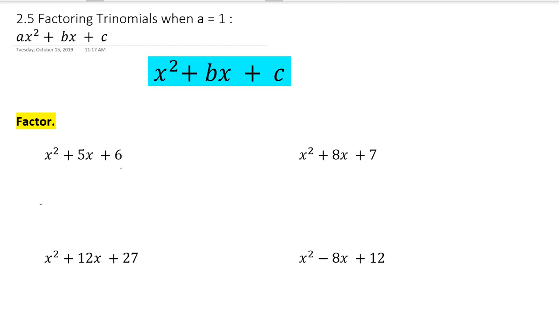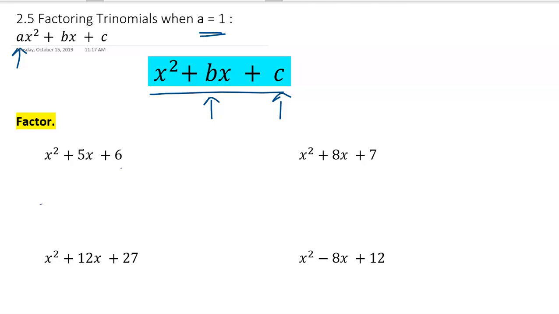Hi girls, in this lesson we're going to be talking about how to factor trinomials. Specifically, we're going to talk about them when a equals 1. That means the leading coefficient, the number in front of the x squared, is going to be a 1. So they're going to fit in this format, x squared plus bx plus c, where b is some number and c is some number. You can see a few examples of what they're going to look like: x squared plus 5x plus 6, x squared plus 8x plus 7, and so on.